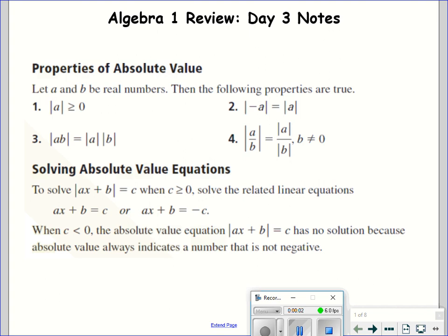Welcome to day 3 here in Algebra 2 class of our Algebra 1 review. Call it our Chapter 0 to kind of start the year off on a good foot. And today's all about absolute values.